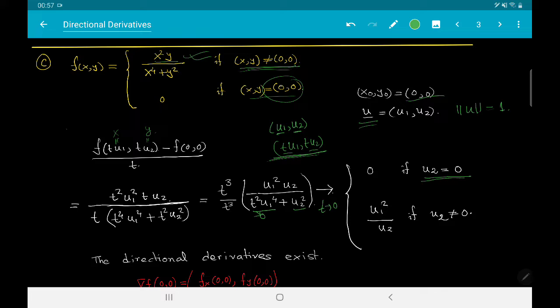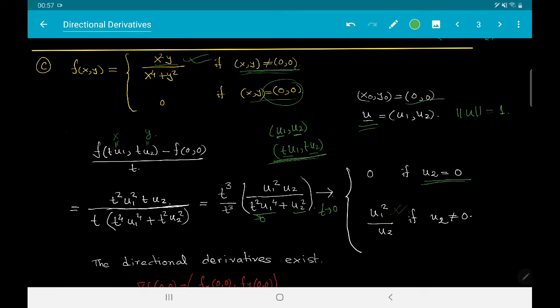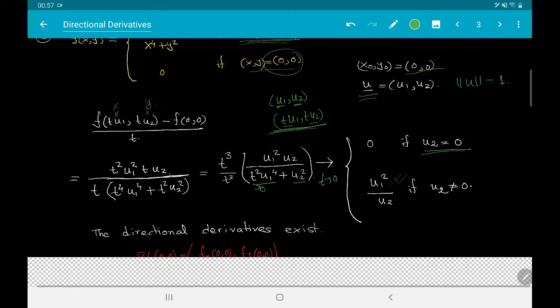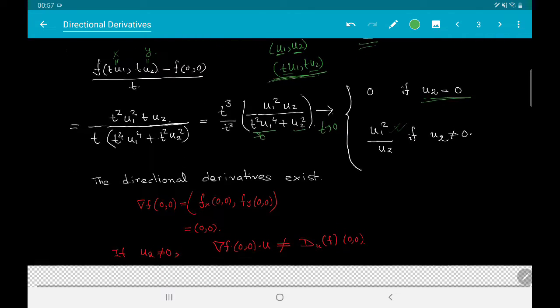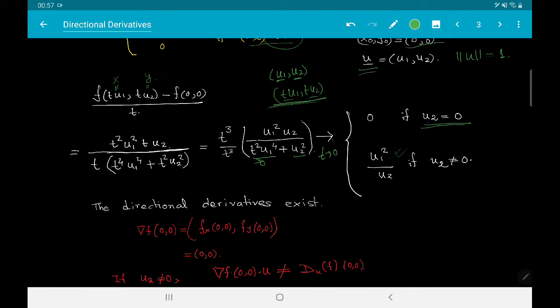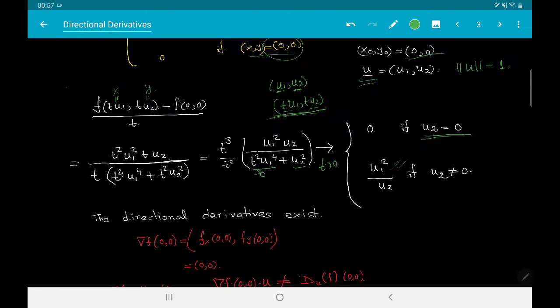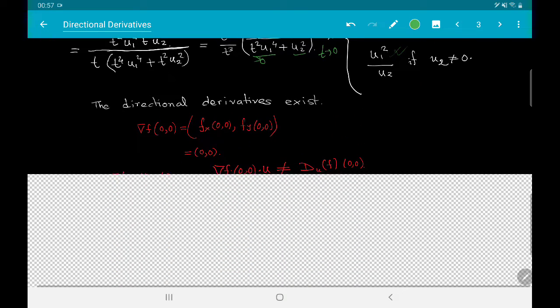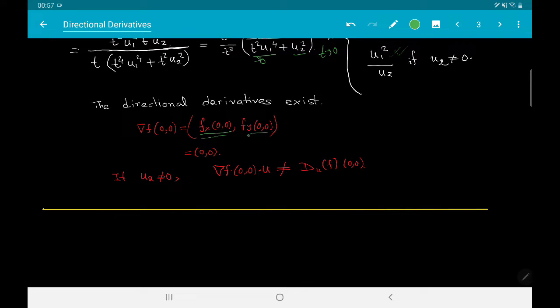So of course, if u1 was 0, then it is going to be 0 anyway, as you can see from this expression. So what it means is that the directional derivative along any direction exists at the point (0, 0), and also we see the following. So we can easily compute the partial derivatives of this function at the point (0, 0), and consequently we can compute the gradient of the function, which is given by the tuple fx at (0, 0), fy at (0, 0), and we will see that the gradient is the 0 vector itself.